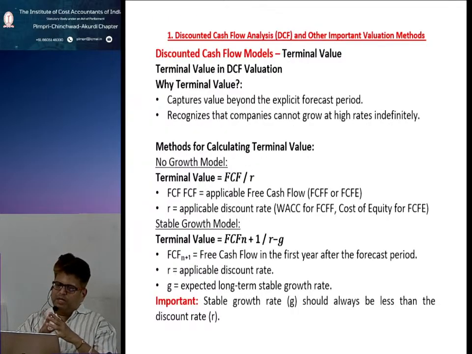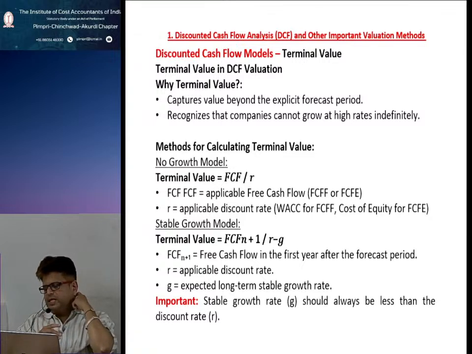Then we saw the terminal value in DCF valuation. Why terminal value? It captures value beyond the explicit forecast period, and recognizes that companies cannot grow at high rates indefinitely. The method for calculating terminal value in the no growth model: terminal value equals FCF divided by R. R is the applicable discount rate. It's WACC for FCFF and cost of equity for FCFE. And in the stable growth model, terminal value is FCF N plus 1 divided by R minus G. Then we saw the important aspect that stable growth rate G should always be less than the discount rate.